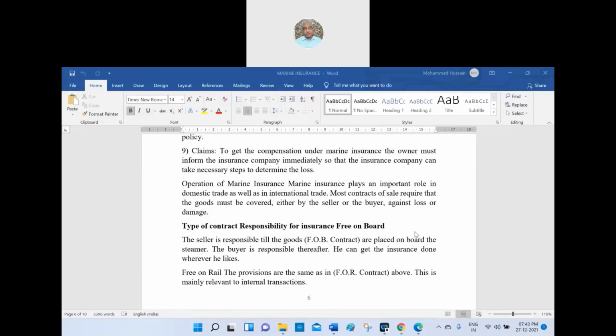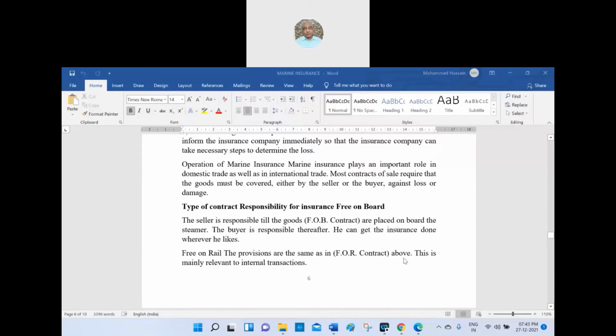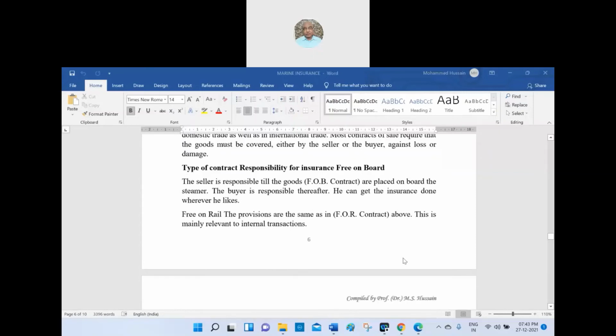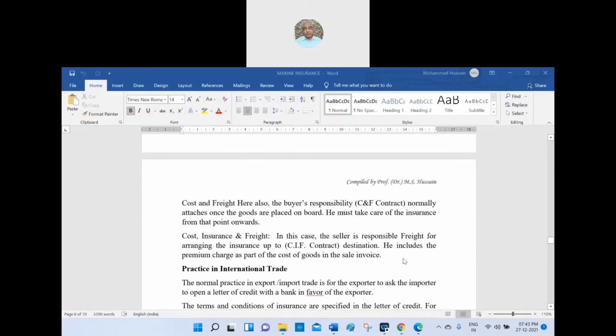Till the goods reach the board, the steamer, the seller is responsible. Thereafter the buyer is responsible. He gets the insurance done, whatever type of insurance he likes to make. Then free on rail, the FOR contract, is mainly relevant to internal transactions. Then cost and freight, the CFR contract, here also the buyer is responsible. Normally, once the goods are placed on board, he may take care of the insurance from that point onwards.